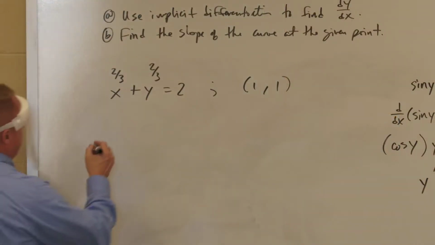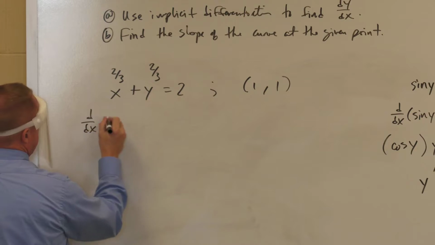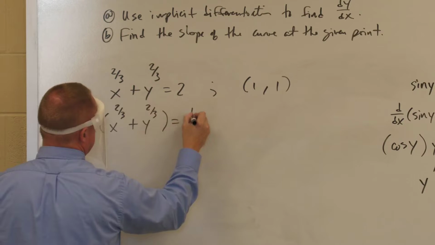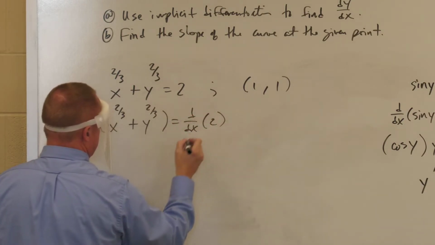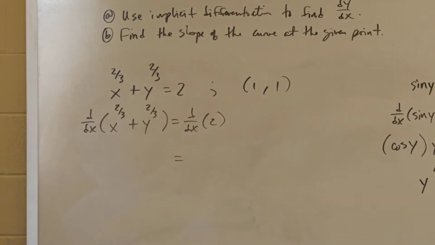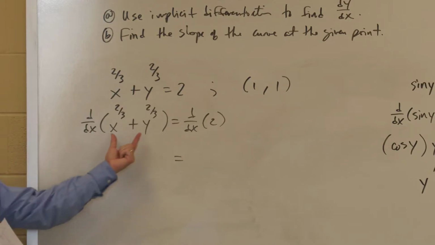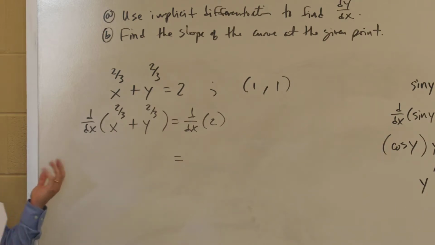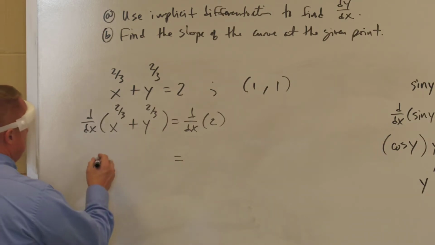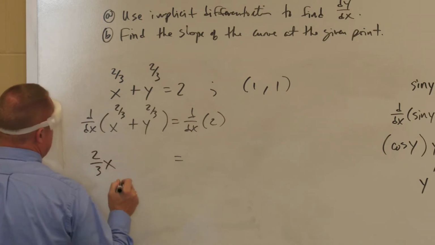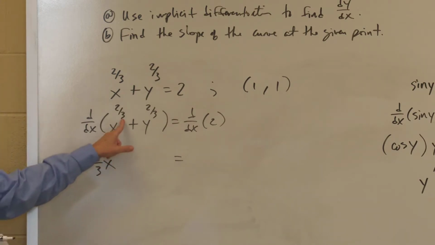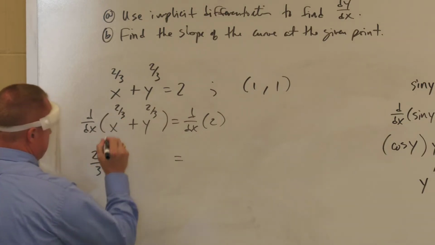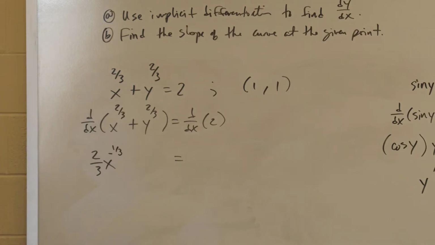All right, so we'll take the derivative with respect to x of both sides. On the left side, of course I have a sum, so all I have to do is take the derivative of the first plus the derivative of the second. So x to the 2/3, just use the power rule for that one. So 2/3 x, and then my power, if I subtract 1 from 2/3, that'd be negative 1/3. 2/3 minus 3/3, negative 1/3.